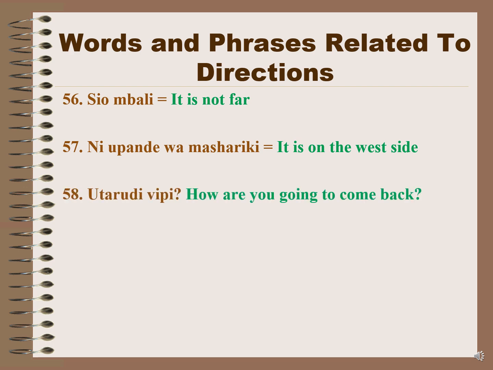Number 58. Utarudi lini? Utarudi vipi? How are you going to come back? 59. Hii ni njia fupi. This is the shortcut or the short way.